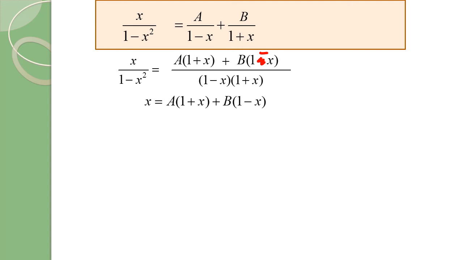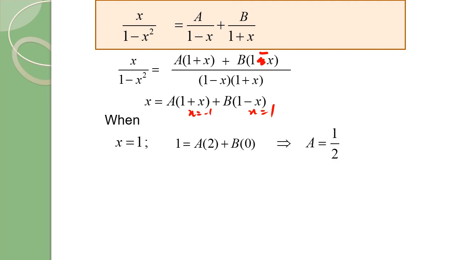So how to solve for a and b? We take the roots. So we have x equal to negative 1 and x equal to 1. Here is x equal to negative 1, here is x equal to 1. We take x equal to 1 first. So 1 equal to 1 plus 1 times a, which is 2a, plus 1 minus 1, which is 0b. So 2a equal to 1, a equal to 1 over 2. And then when x equal to negative 1, we have negative 1 equal to a multiplied by 1 plus negative 1, which is 0a, plus 1 minus negative 1, which is 2b. So we have 2b equal to negative 1, so b equal to negative 1 over 2.